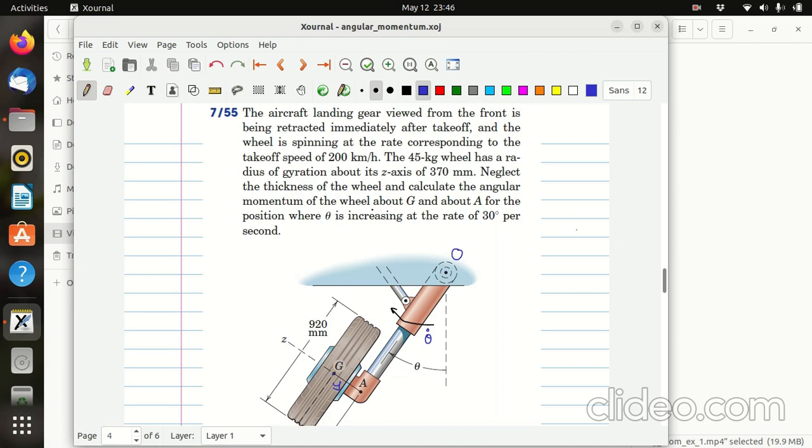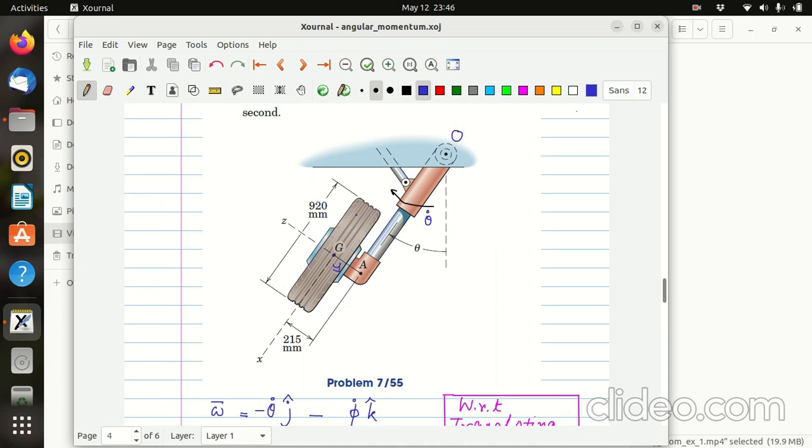And calculate the angular momentum of the wheel about G, that is about the center of mass, and about point A for the position where theta is increasing at the rate of 30 degrees per second. See here, this x, y, z is fixed to this part, and the wheel is fixed to OA. This x, y, z is fixed to OA, and this wheel is spinning about z.